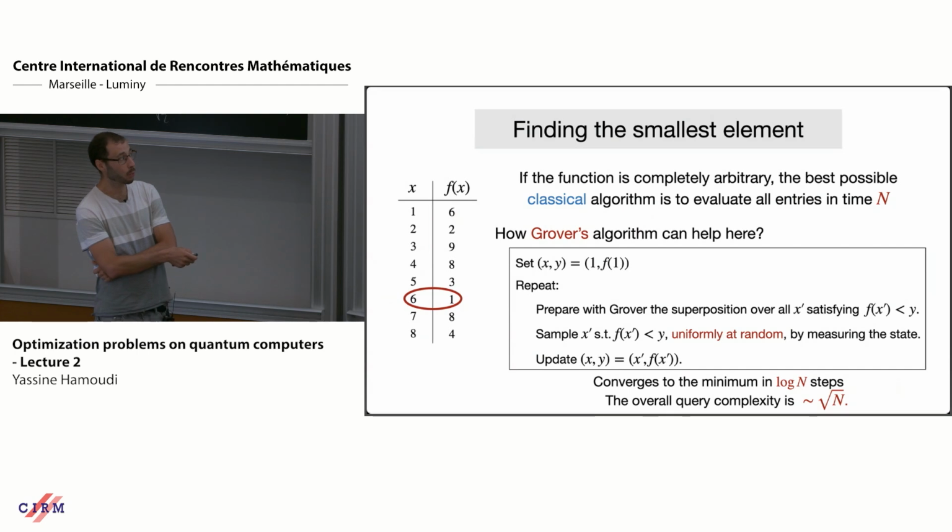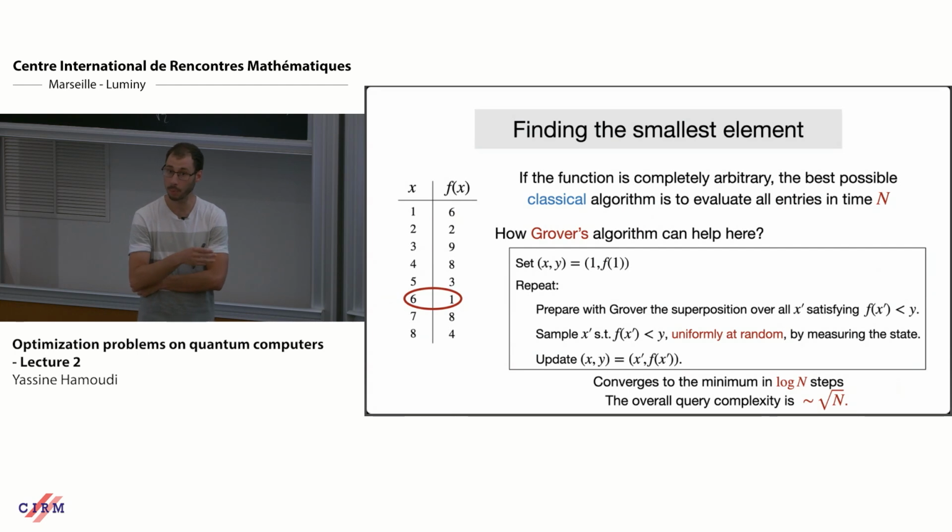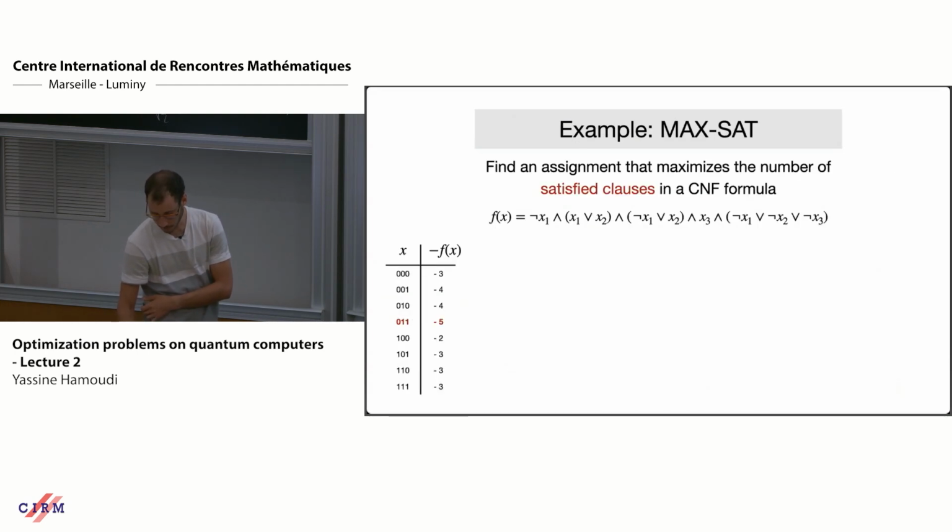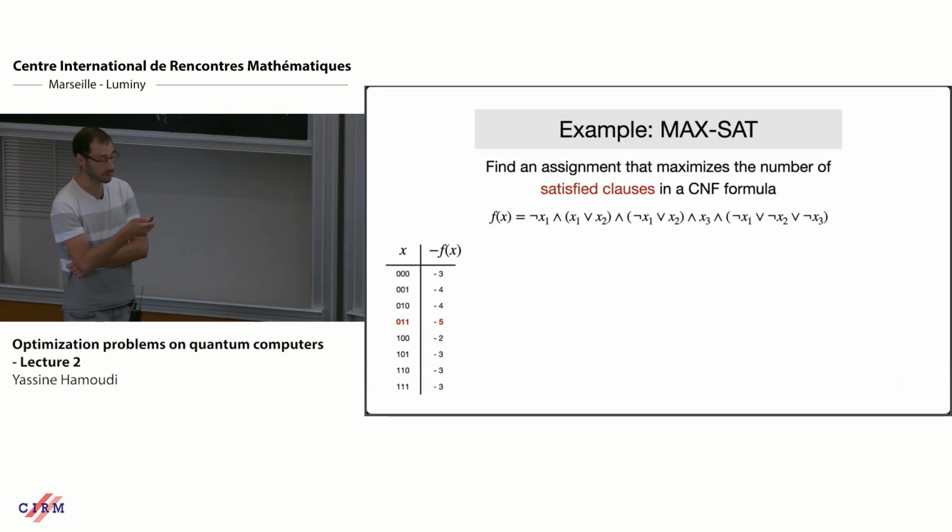And now the overall complexity is easily shown to be root n again by property of Grover algorithm. Okay, so the conclusion is finding the minimum actually costs you root n quantum queries compared to n classical queries. Okay, so you could solve concrete optimization problems using this approach.